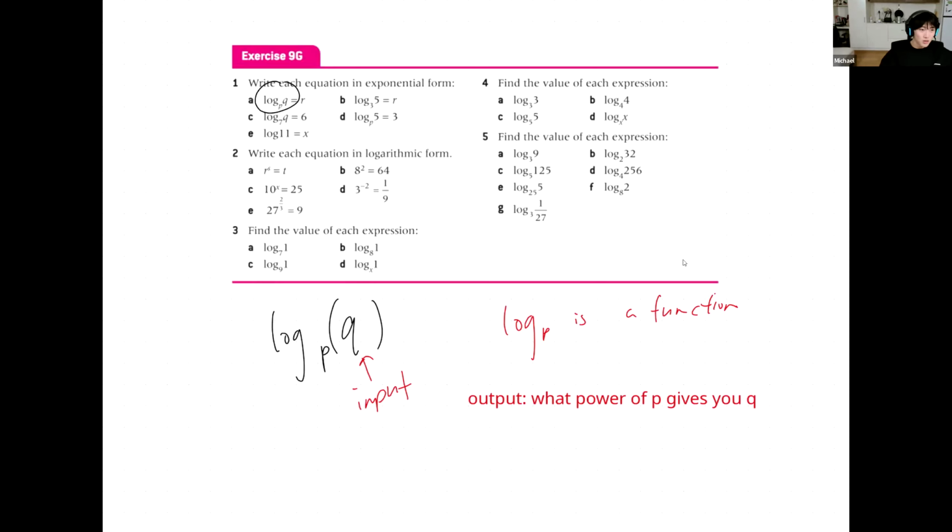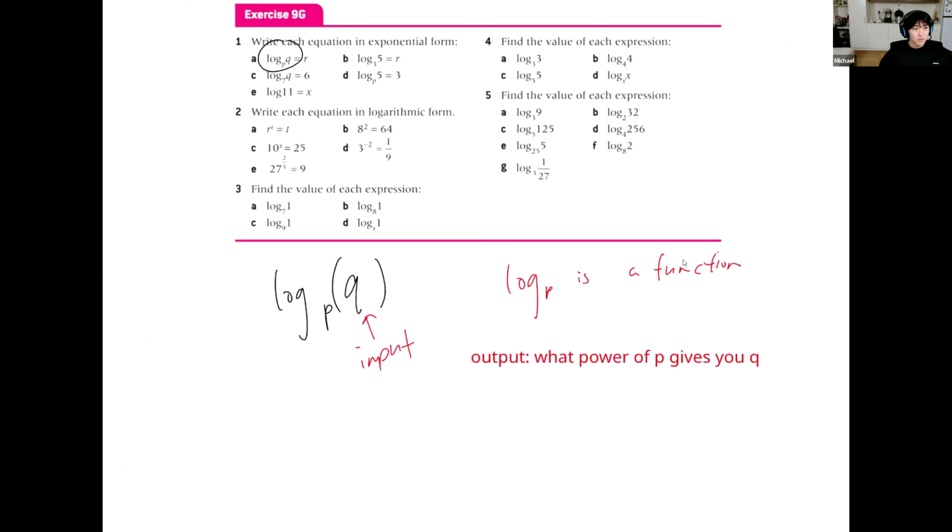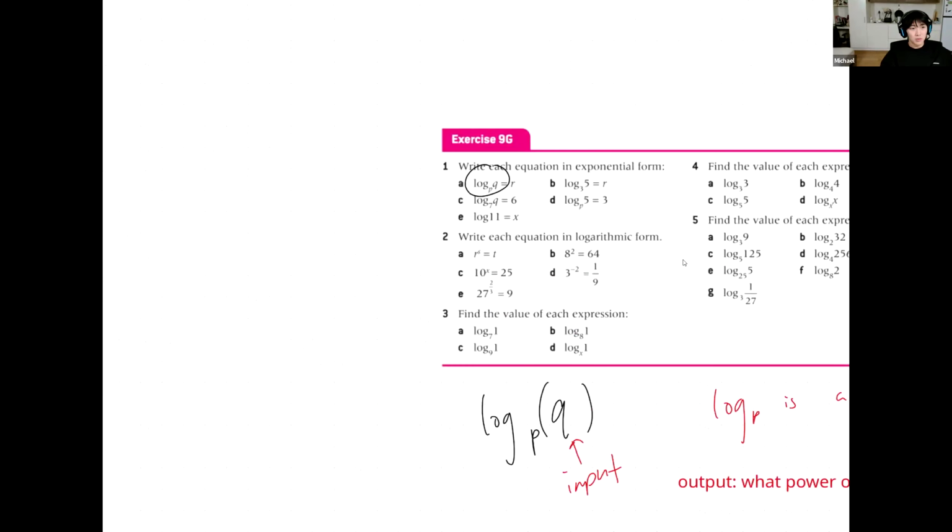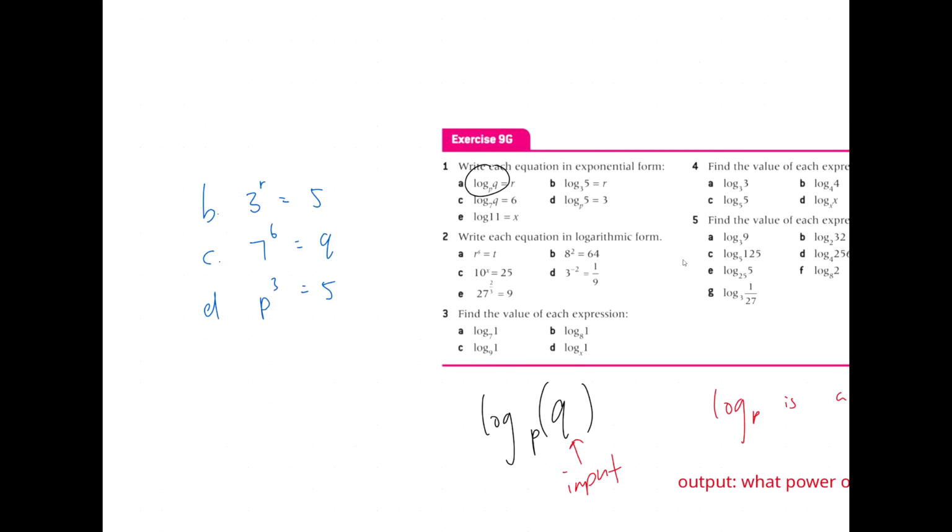So for example, for B, you should say 3 to the power of R gives you 5. For C, you should say 7 to the power of 6 gives you Q. And yes, Q equals whatever number it is. And for D, you should have P to the power of 3 gives you 5. So it's not asking you to solve it, it's just asking you to turn it into exponential form. And for E, base 10, so 10 to the power of x equals 11. I get how this could be a little bit counterintuitive and it's pretty easy to make mistakes, but as long as we stick to the definition, we're chilling.